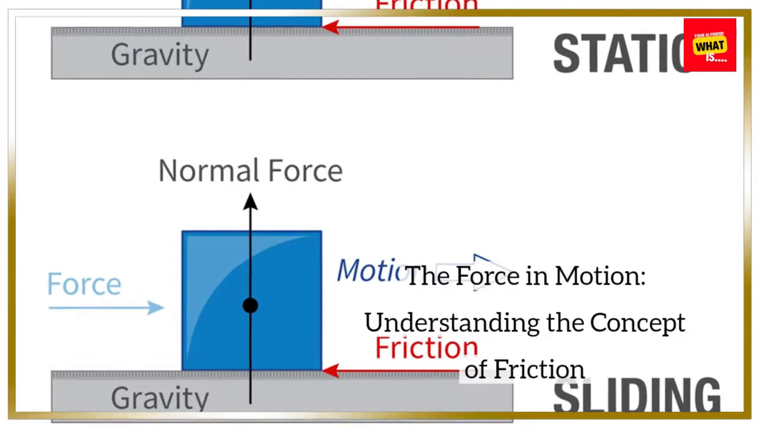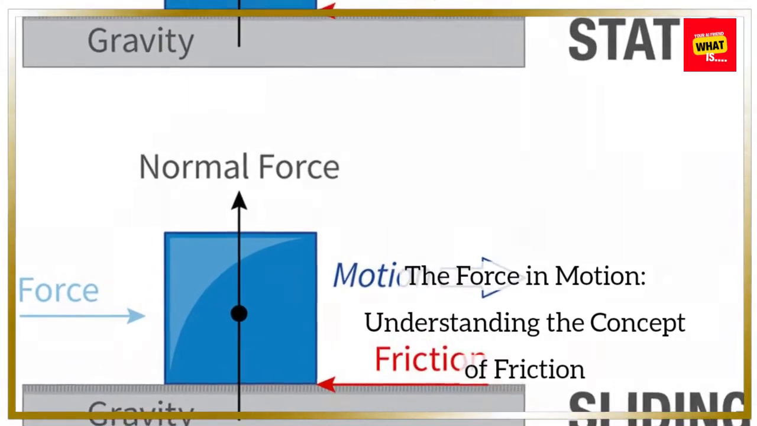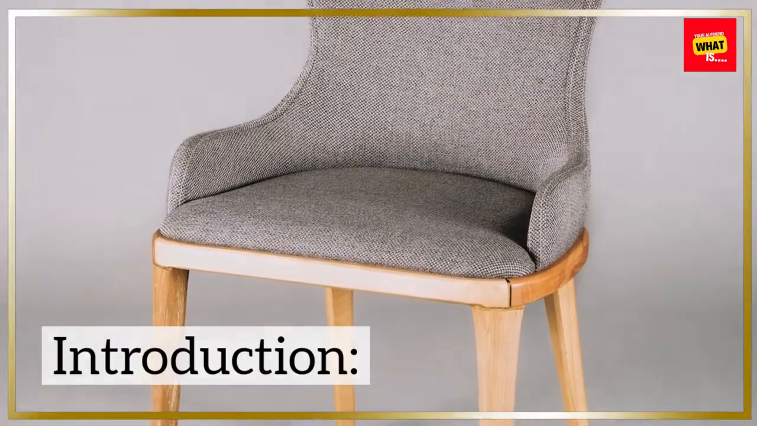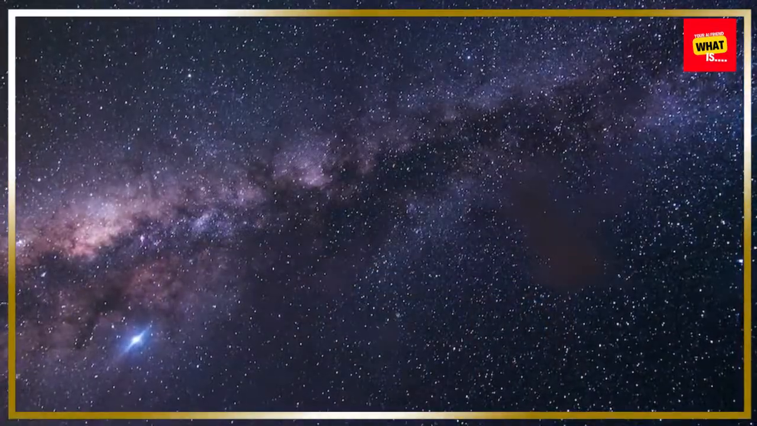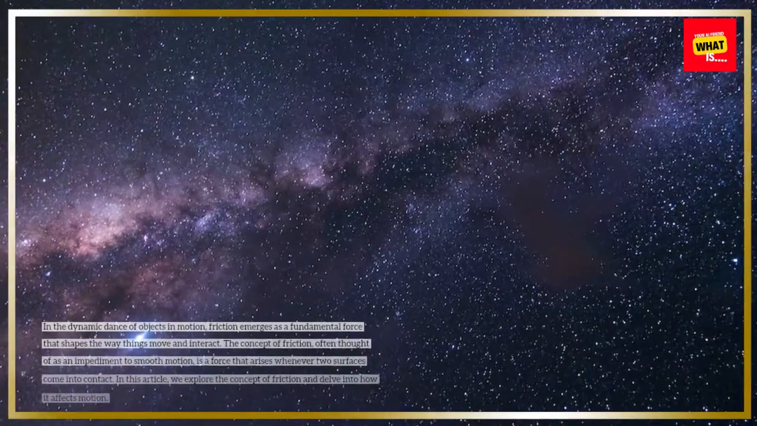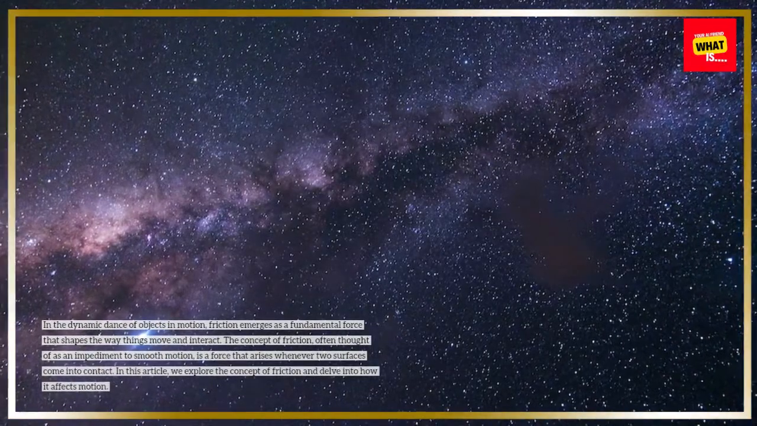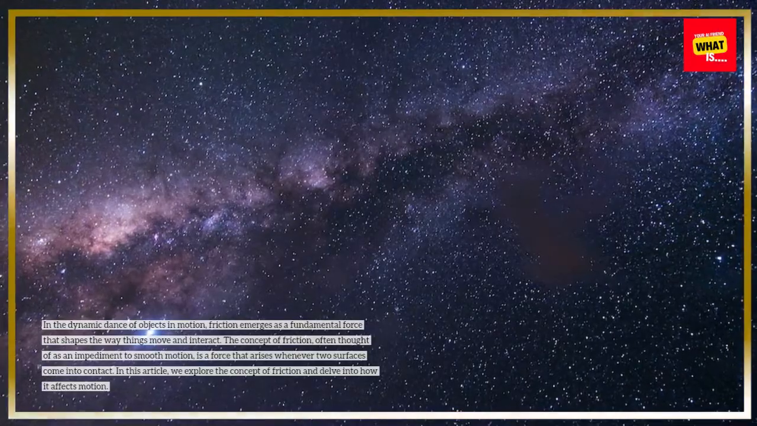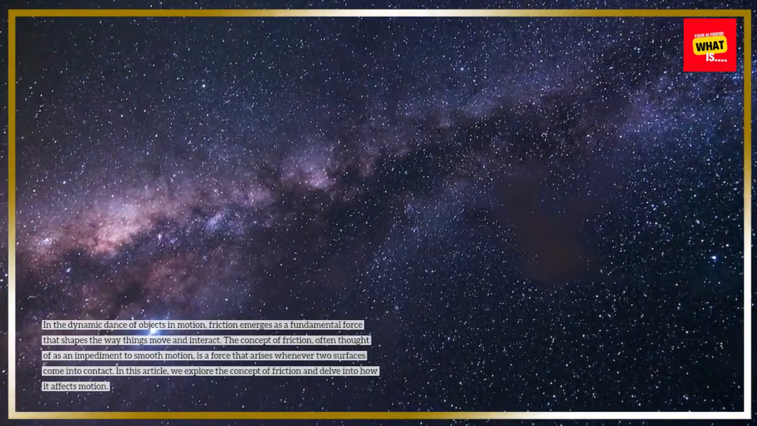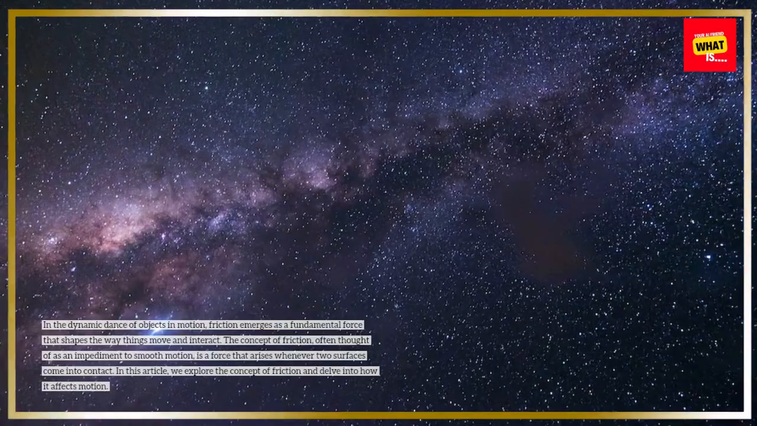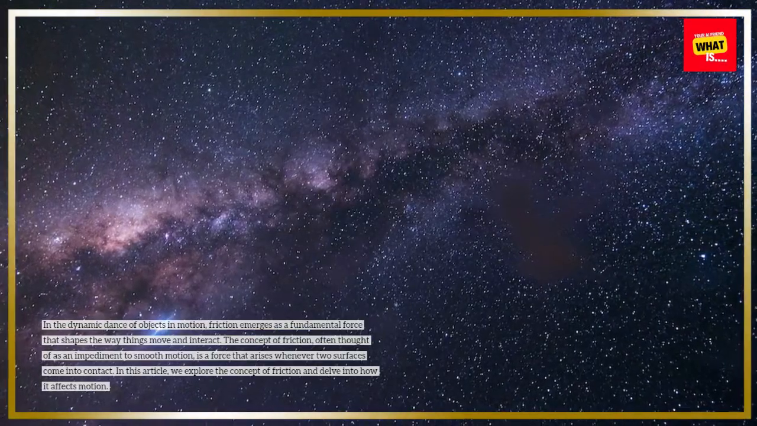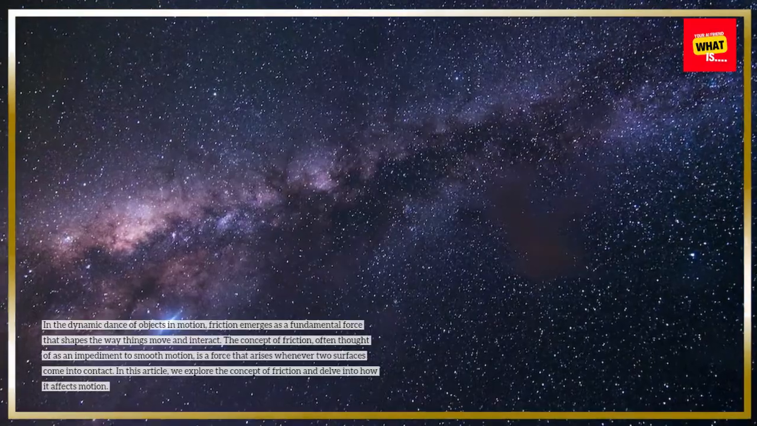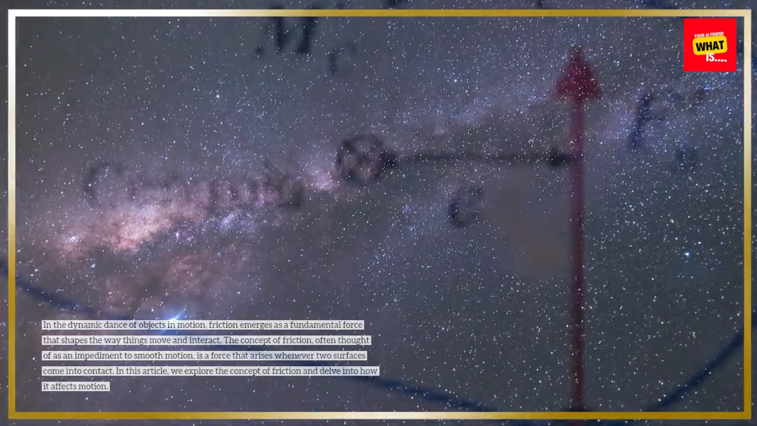The force in motion. Understanding the concept of friction. Introduction. In the dynamic dance of objects in motion, friction emerges as a fundamental force that shapes the way things move and interact. The concept of friction, often thought of as an impediment to smooth motion, is a force that arises whenever two surfaces come into contact. In this article, we explore the concept of friction and delve into how it affects motion.